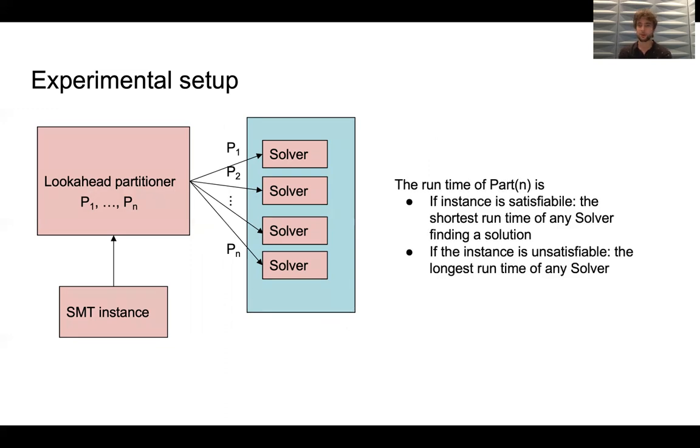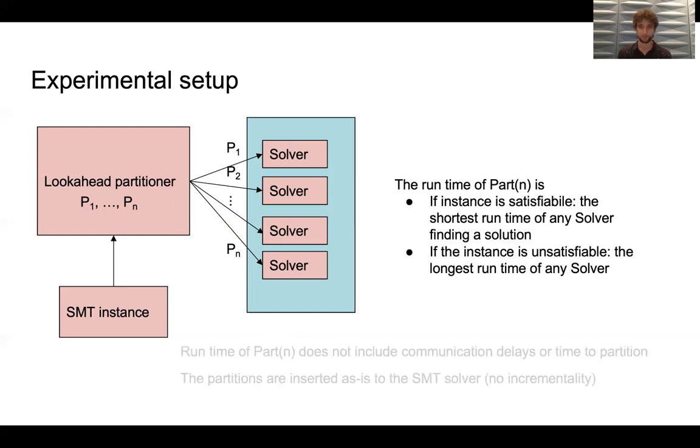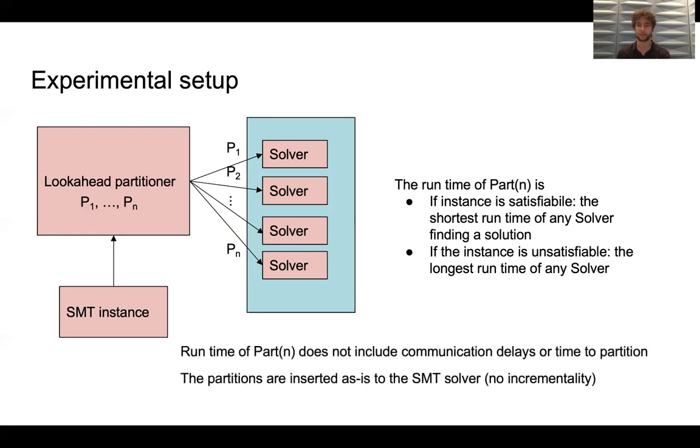So then we define the runtime of this procedure, part n, as follows: if the instance is satisfiable, it is the shortest runtime of any of the solvers that find a solution. And if the instance is unsatisfiable, it'll be the longest runtime of any of these solvers. In particular, the runtime of part n does not include the communication delays or the time to partition. And the partitions are inserted as is to the SMT solver, so we don't use incrementality to insert them, and therefore we don't introduce any overhead related to incrementality either.